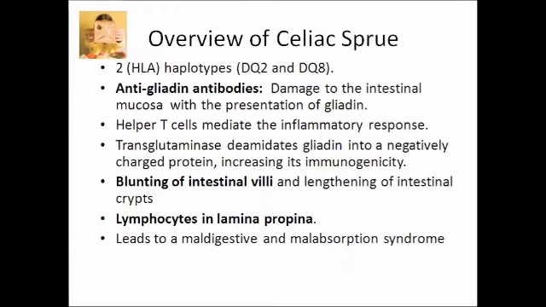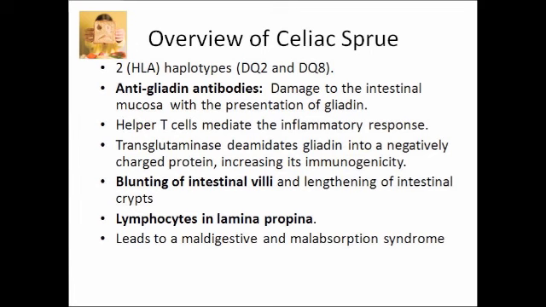As a brief overview of celiac sprue, I just wanted to mention that sprue is a primary intestinal malabsorption with steatorrhea, which is fat indigestion. There's a strong association with two HLA haplotypes, DQ2 and DQ8. The interaction of alcohol-soluble gliadin in wheat, barley, and rye products with the mucosa of the small intestine is crucial to the pathogenesis of celiac sprue.